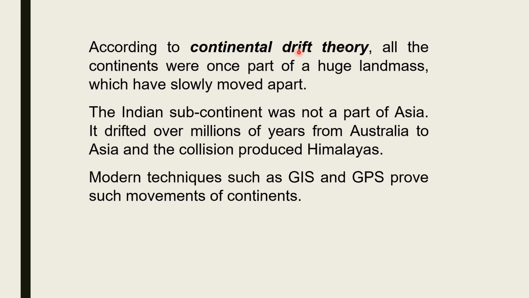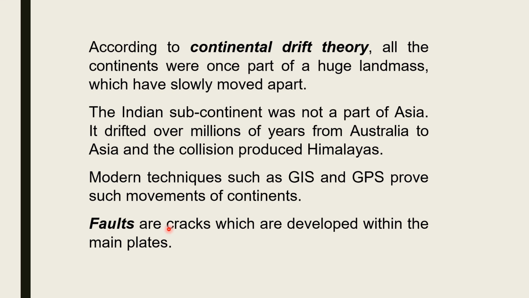According to the continental drift theory, all the continents were once part of a huge landmass which slowly moved apart. Meaning after hardening, the parts started moving away. This is the history. The Indian subcontinent was not a part of Asia. It drifted over millions of years from Australia to Asia, and the collision produced the Himalayas. Himalayan hills are produced due to the collision. Modern techniques such as GIS and GPS prove such movement of continents.